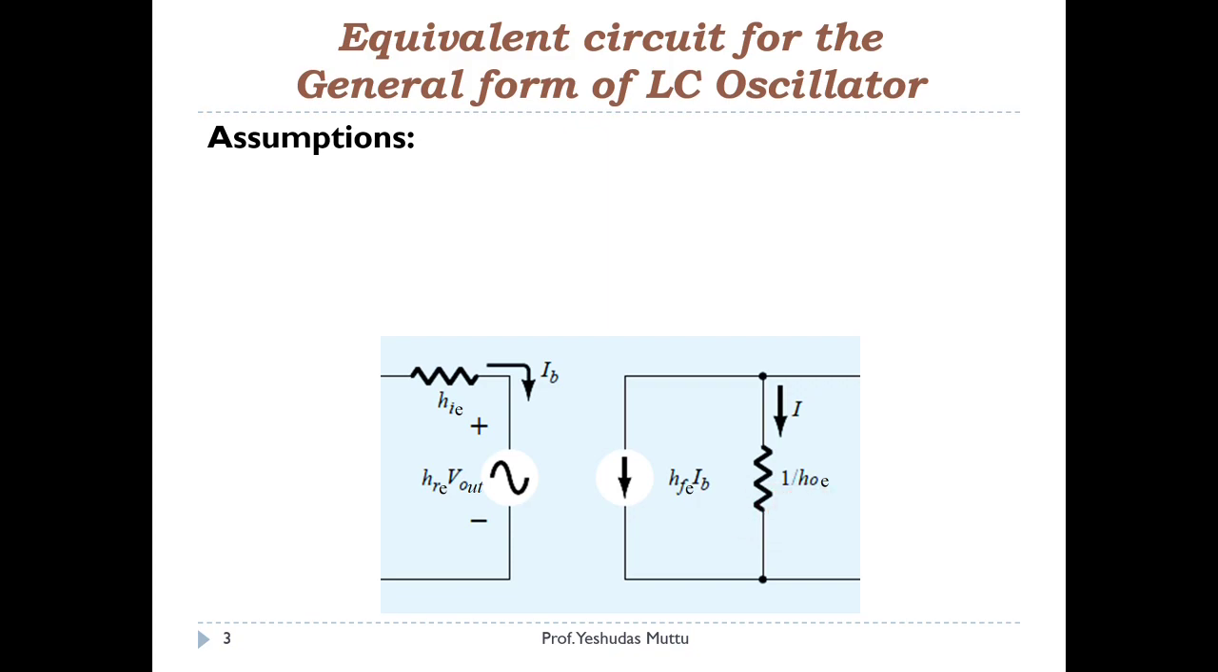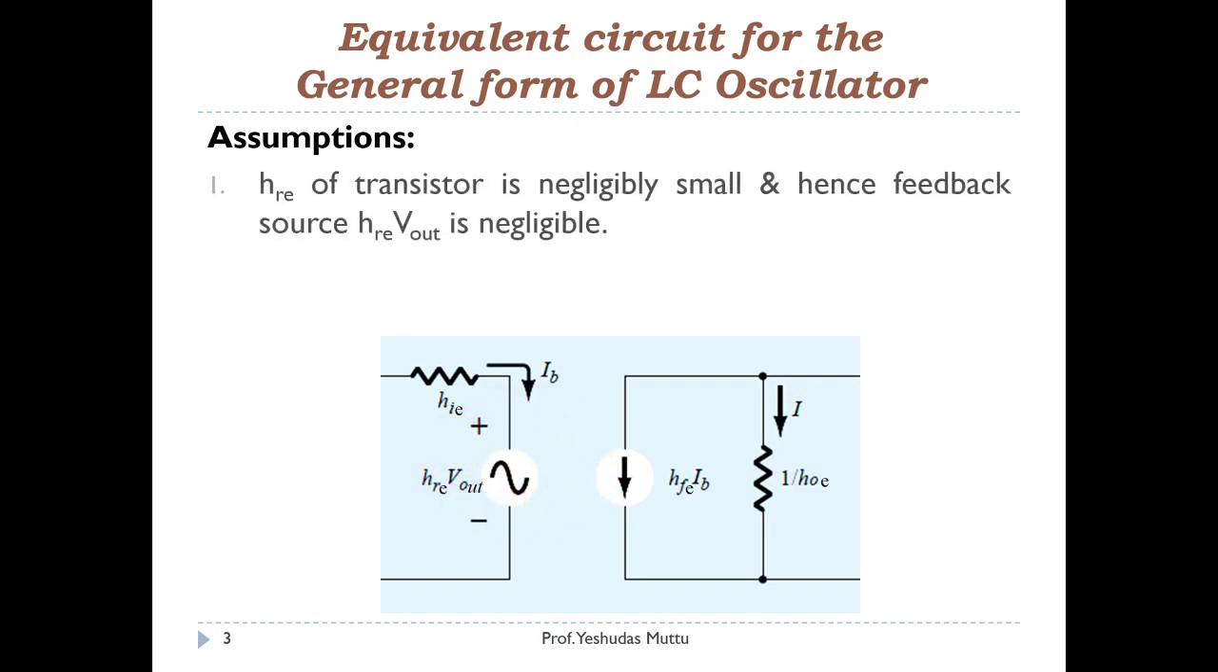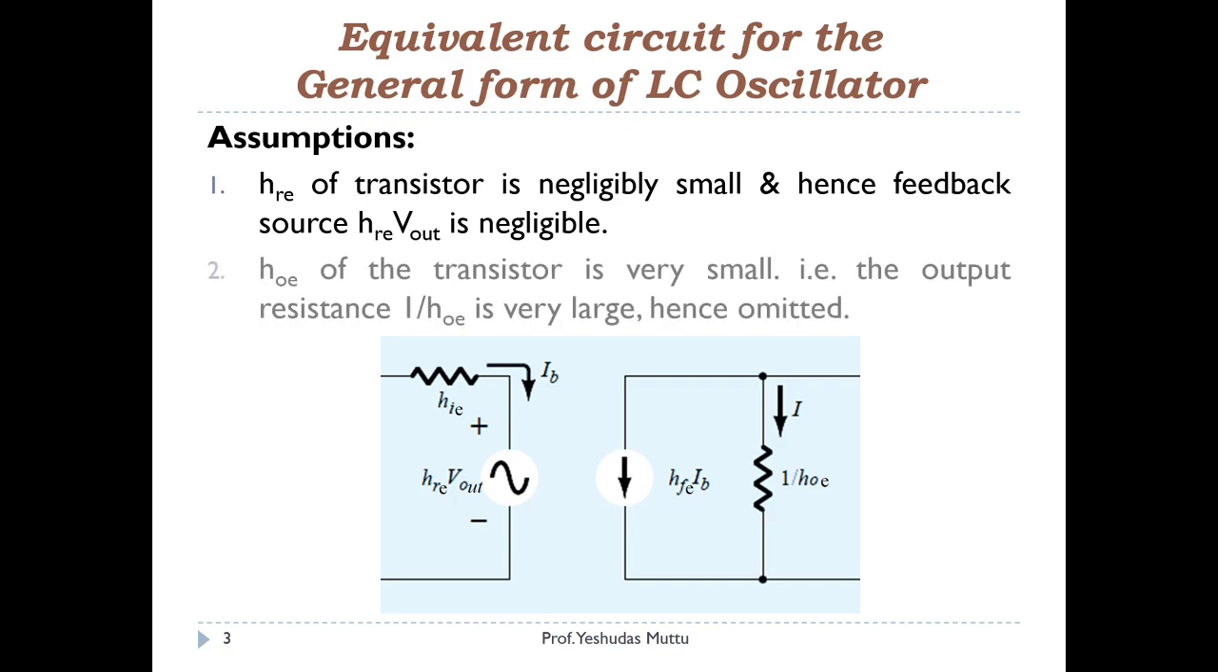Now I will make certain assumptions with respect to LC oscillators. First assumption, hre is very small. If hre is very small, the product of hre and Vout will be still smaller. That is the reason I am going to ignore this source. This is the first assumption. The second assumption I'll make is that hoe is very small. So 1 upon very small is very big. If the resistance is quite high, current won't flow through that resistor, so it is as good as that resistance acting like an open. So I'm going to ignore 1 upon hoe. That is my second assumption.